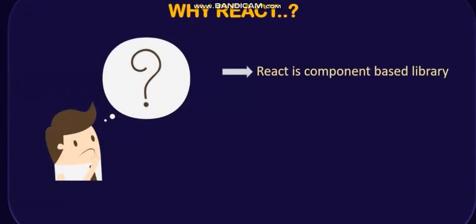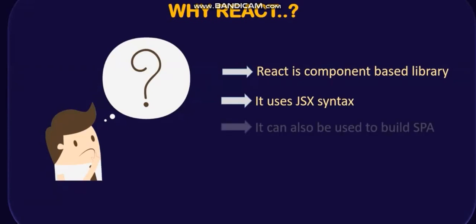Why React? React is a component-based library. Everything in React is component-based, so you can learn more about this while you are learning React.js. It uses JSX syntax. First of all, we will see what JSX is. JSX is a combination of JavaScript and XML, so that inside the HTML code, you can write JavaScript variables or JavaScript code.